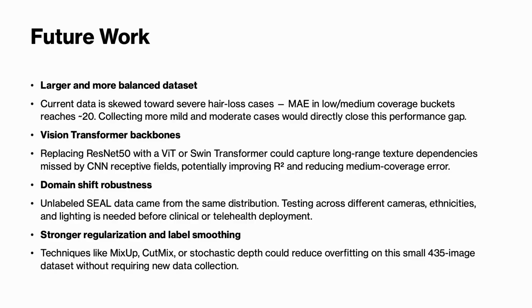Third, domain shift testing. All of our data, labeled and unlabeled, comes from the same Roboflow distribution. Real-world deployment requires cross-camera, cross-ethnicity, and cross-lighting validation. Fourth, stronger regularization. Techniques like mixup, CutMix, or stochastic depth could significantly reduce overfitting on a 435 image dataset without requiring any new data collection. These are relatively low-cost improvements that could push R squared meaningfully higher.